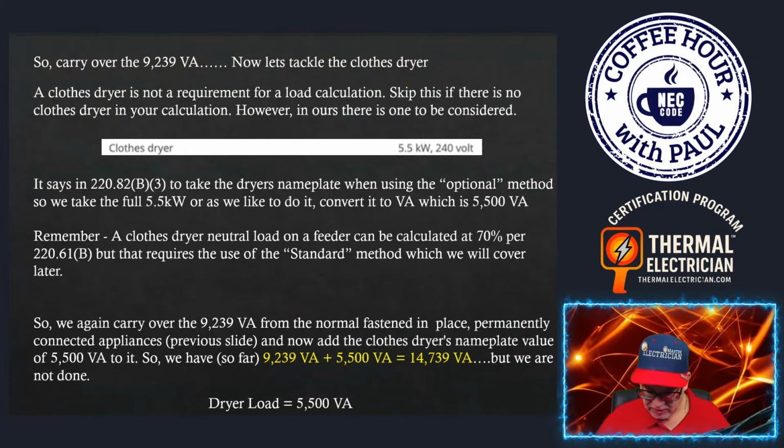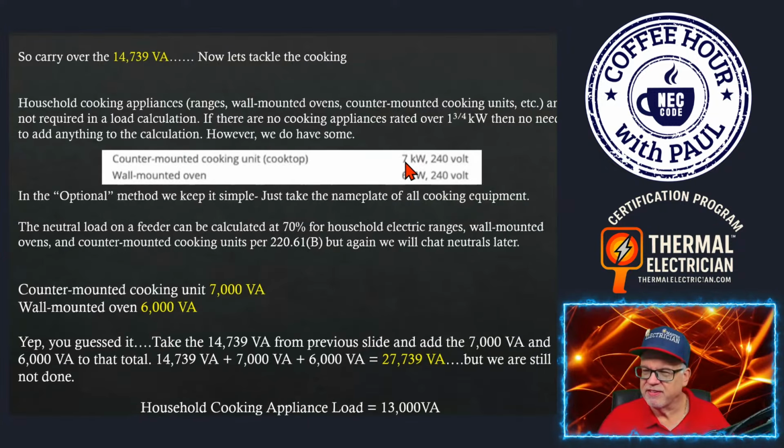Now we have those two household appliances right here that we have to take into consideration. So there's a 7 kW cooktop and a 6 kW wall-mounted oven. And remember, we're taking nameplates. So that is our nameplate, that is our value, so we're going to use that value.